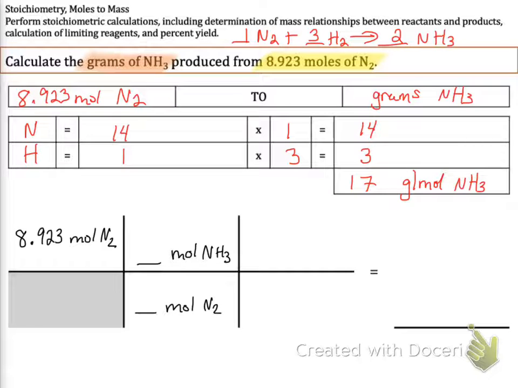This is where I write my mole ratio. There are 2 NH3 for every 1 mole of N2. If you stop the problem here, you would have a mole-to-mole conversion. But my question wants us to go one step further and turn that into grams of NH3. So to turn moles into grams, 1 mole of NH3 has a molar mass of 17 grams.